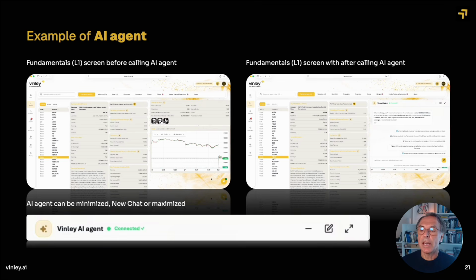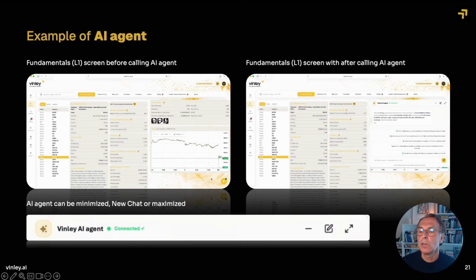And an example of the AI agent. That's what I was just mentioning a couple of seconds ago. This is the fundamental screen. By default, as you see if you follow my mouse, the fundamental screen does not have the AI agent on the right-hand side, compared to the home screen. But when you click on the icon, it makes an AI agent appear, and you can then discuss with Vinley if you have specific questions that are not AI helper related or where you are not sending a specific prompt.